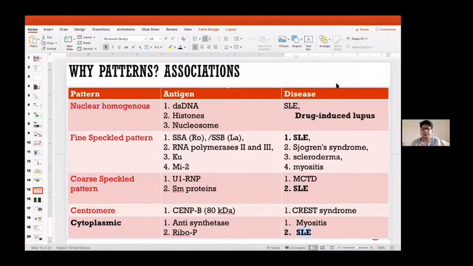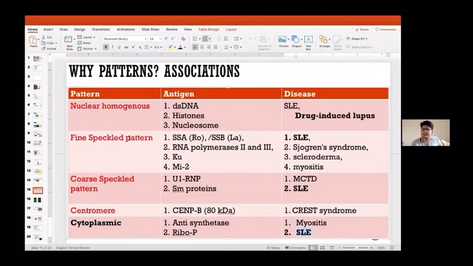Okay, so this table is a must to know. If you want to take a screenshot, take it. This is something we should know when we are getting reports. So now someone gives me a report, okay, this patient has 3+ nuclear homogeneous ANA. Then my mind will definitely run, okay, it's nuclear homogeneous. So the antigen can be dsDNA, histone, or nucleosome. But yeah, if I'm lazy enough to remember the antigen, I will just remember, okay, homogeneous and lupus is likely.